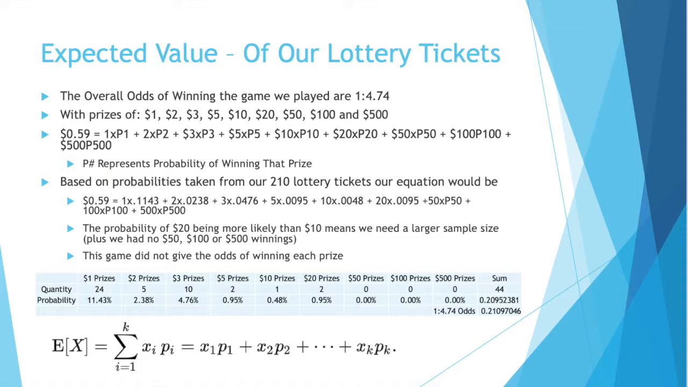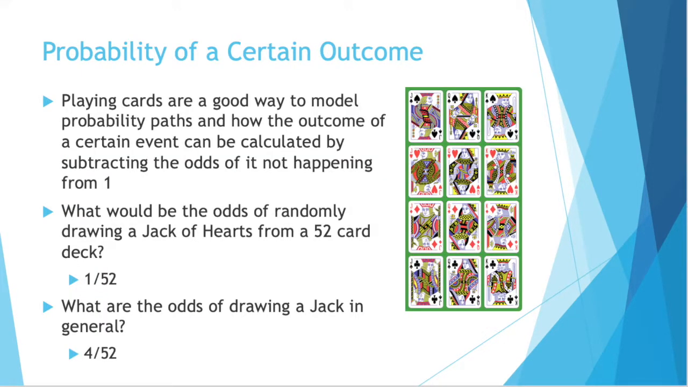You can see at the bottom, I recorded the quantity of each prize we won and what probability that gave for that prize level. Summing up all the probabilities, we got to 20.9% odds of winning, whereas 1 in 4.74 odds equals 21.09%. So our sample size was a pretty good volume. See how close we got to the actual odds? But that is expected value, an overall average.